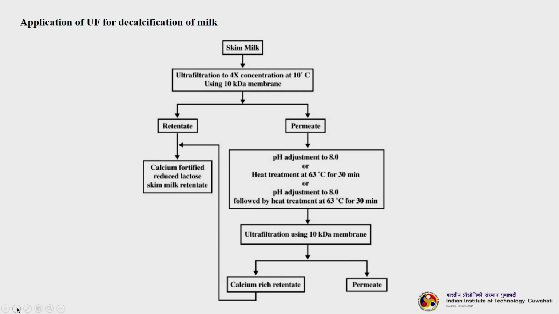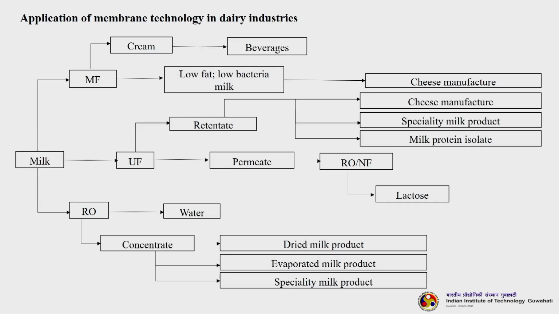So, you can adjust the pH to 8, or you can go for a heat treatment at 63 degree centigrade for 30 minutes, or a combination of both. Then it goes to another ultrafiltration membrane having a 10 kilodalton cutoff, and the calcium rich retentate can be fed back and recycled to the retentate here. So, you get calcium fortified reduced lactose there, and you get a permeate here. Students, this is a general schematic of the application of membrane technology in the dairy industry.